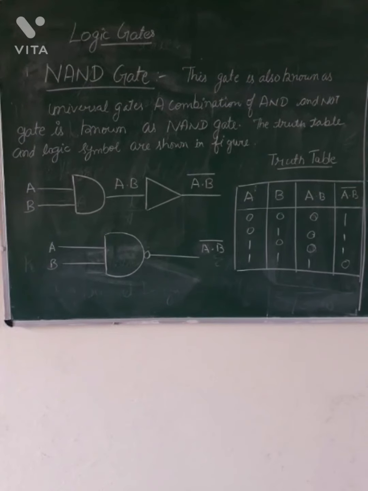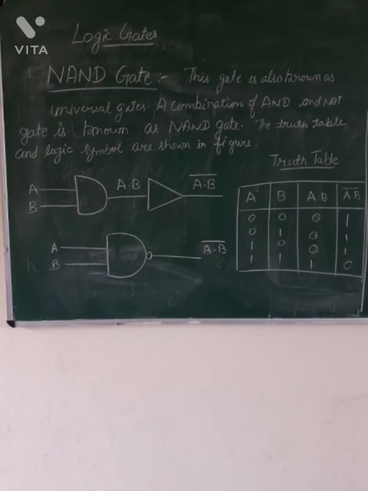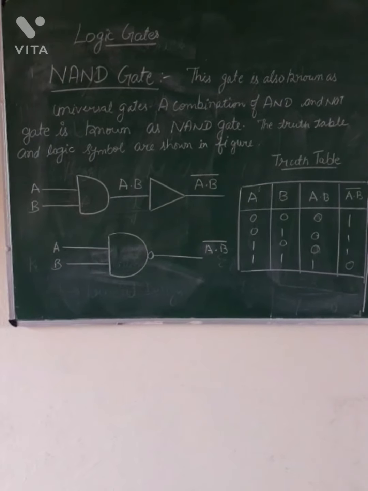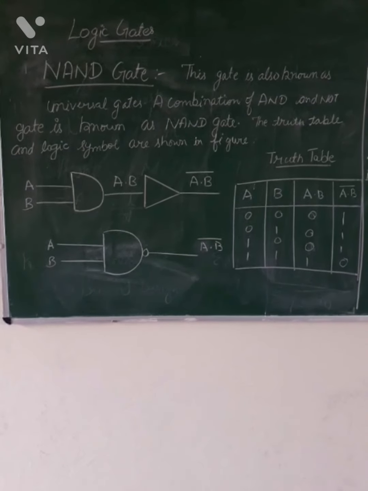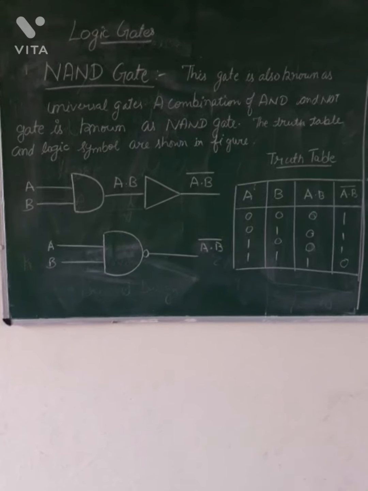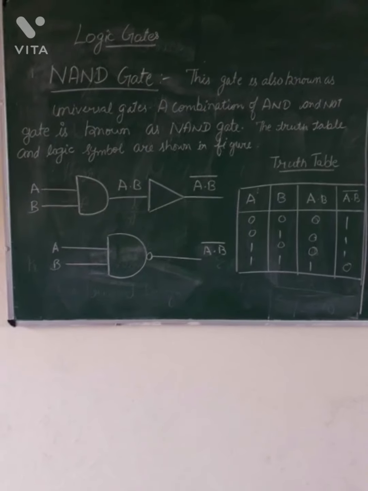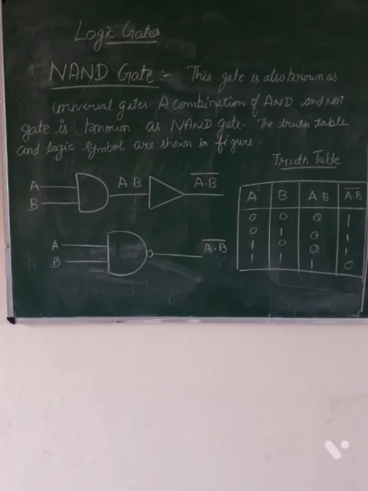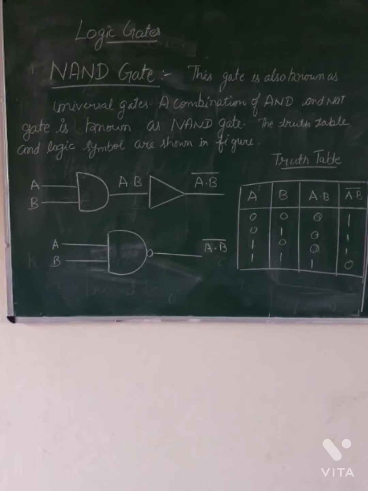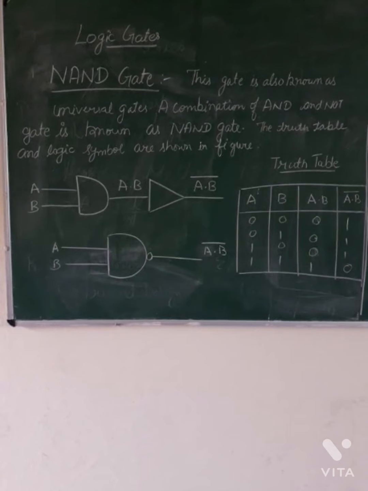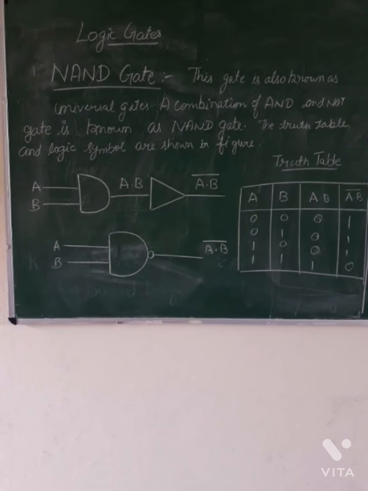What is NAND? The full form of NAND: N stands for NOT and AND is the AND gate. So this is a combination of two gates, that is AND and NOT gate. So the truth table is here. You know that in NAND gate the expression between the variables is dot, that is multiply. So here is the diagram.